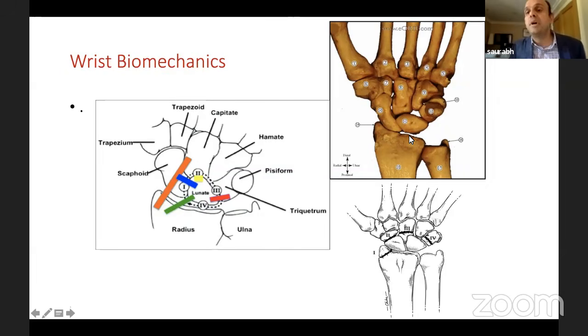Now, radiolunate arthritis is very rare to have. The reason is the radiolunate joint here is like a hip joint. It's a very congruous joint. So that's why knee arthritis is more common than hip, because hip is more congruous than knee. And radiolunate behaves like a hip. So arthritis is very uncommon.